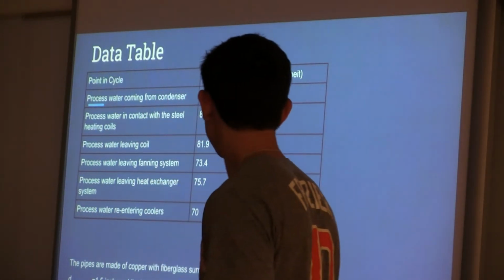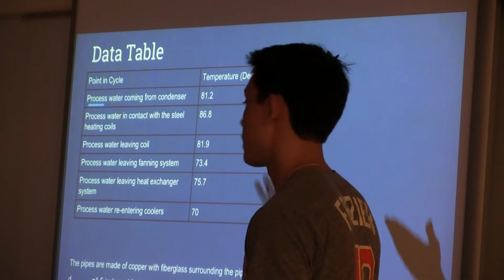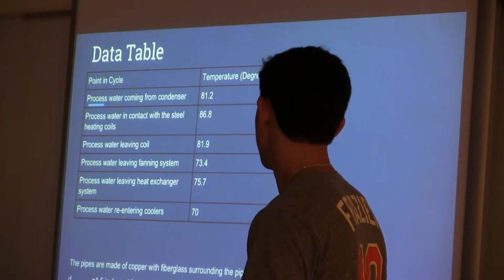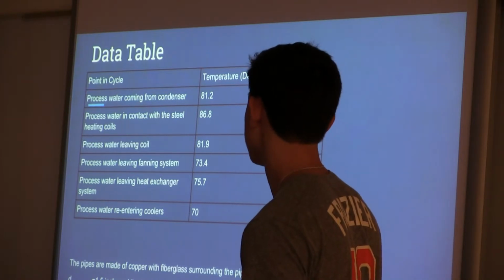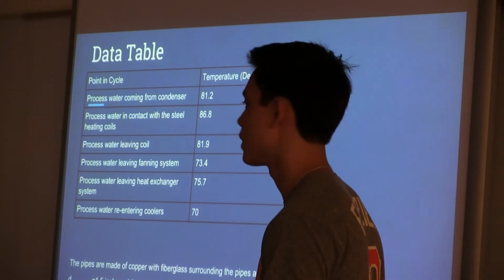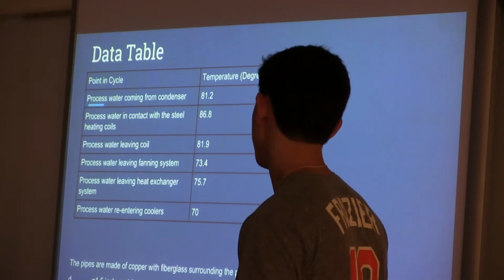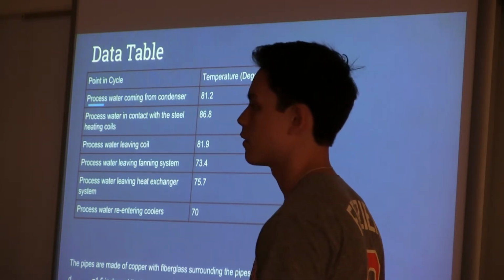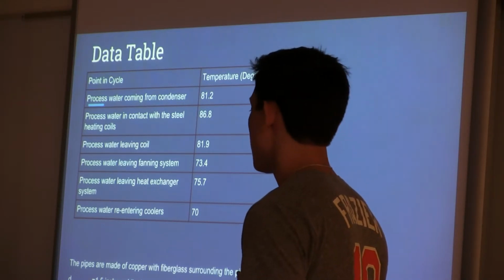So here's the data table. Basically, I was given a diagram, and these are the temperatures at different points in the cycle. And as you can see, there's about a 10-degree Fahrenheit difference between the process water re-entering the cooler at 70 degrees Fahrenheit and the process water absorbing the heat from the condenser at 81.2 degrees Celsius.